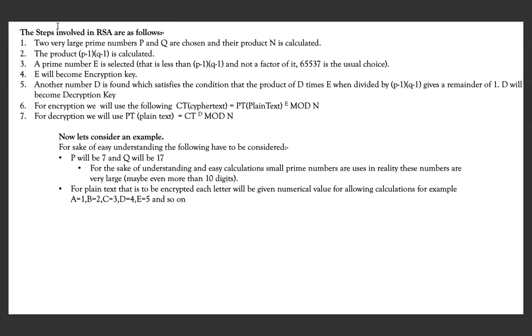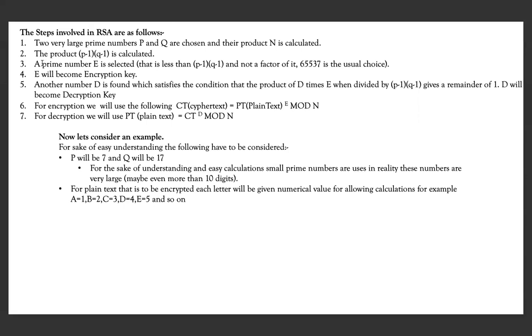First of all, the first step of the RSA algorithm is that we select two very large prime numbers. That could be P and Q. We multiply these P and Q together, and we get their product N. So first step: two very large prime numbers, we multiply them and we get N. Second step, we take P minus 1 and Q minus 1, and multiply them together. We have another product.